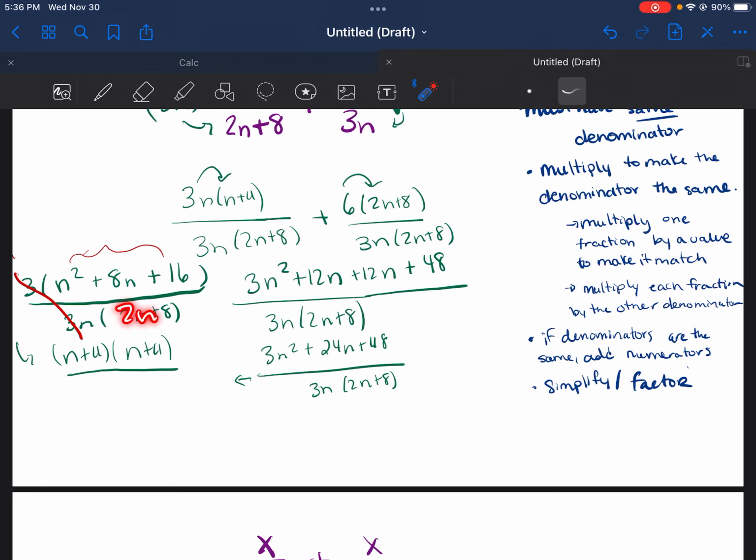And I see that 2n and 8, well, the 2 and the 8 both can be divided by 2. So I'll divide out a 2 here, and I'm left with n plus 4. And then my last step, I know that I have a division problem here, and I can divide my common factors. So cancel those out, and I'm left with n plus 4 divided by 2.